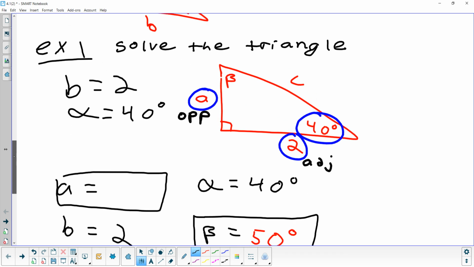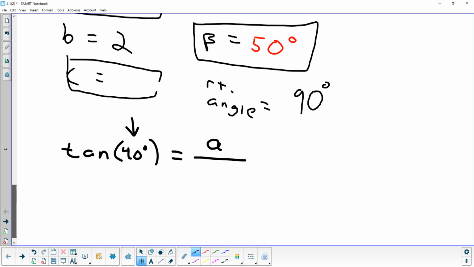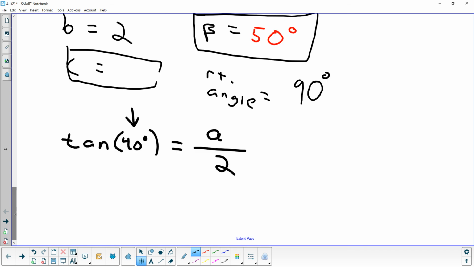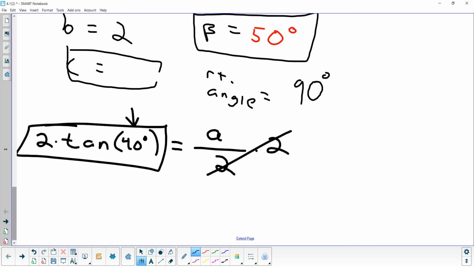So opposite in this case is A, adjacent is 2. And now we just have to solve that equation to get A by itself. The only problem with it is we have this 2 on the same side. We don't want that 2 there. So Raymond, how would I move that 2 to the other side? Multiply it. Yep, multiply by 2. 2 times 2 times 2. And there is your answer for A.